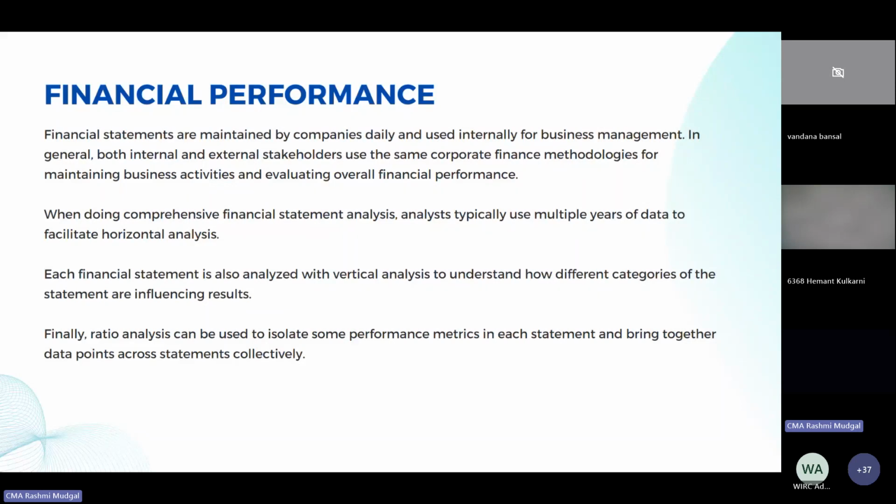Finally, ratio analysis can be used to isolate some performance metrics in such statements and bring together data points across the statements collectively. So what they do, they firstly analyze the financial statement horizontally, vertically, and then they come to the performance metrics with the ratio analysis. Okay, this is how it works.